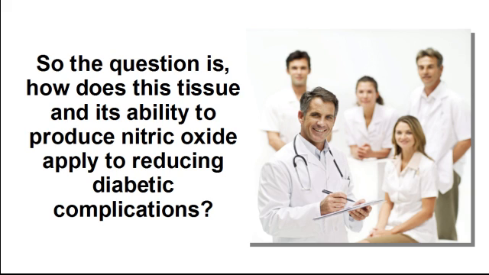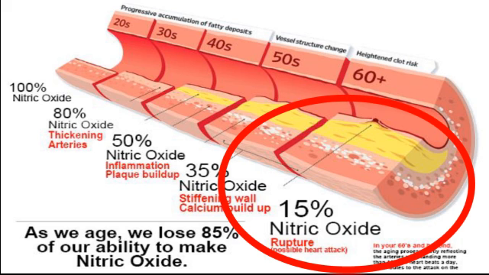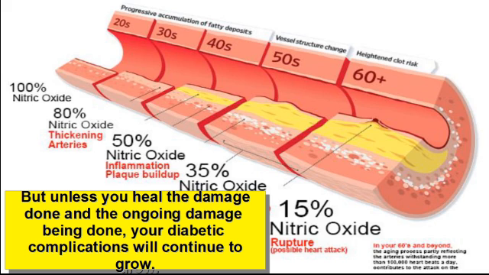So the question is this: how does this tissue and its ability to produce nitric oxide apply to reducing diabetic complications? As the image on the screen clearly shows, high blood sugar causes oxidative stress to your endothelial cells. This creates inflammation, which typically results in plaque formations that grow larger over time. This damage, and the continuing damage of high blood sugar over time, creates a cumulative effect that reduces the function of your endothelium and its production of nitric oxide. Learning how to properly control your blood sugar is important to reducing the potential damage to this vital tissue. But unless you heal the damage done and the ongoing damage being done, your diabetic complications will continue to grow.